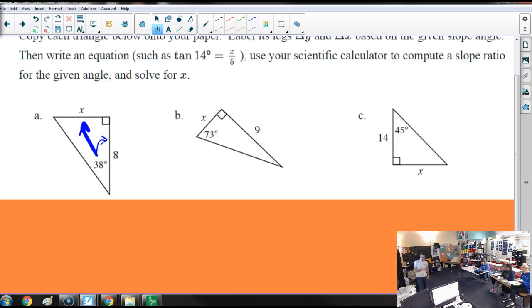So in A, if we look at it as rise over run, the unknown will be on the top. So that works well for us. Set up tangent of 38 equals x over 8.